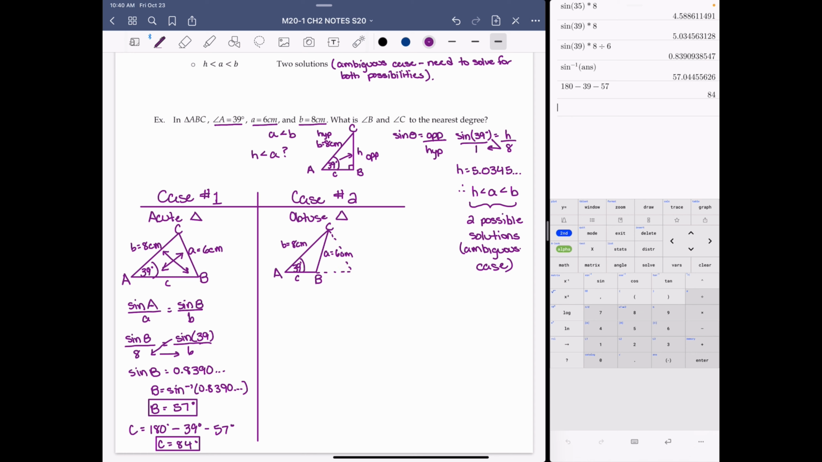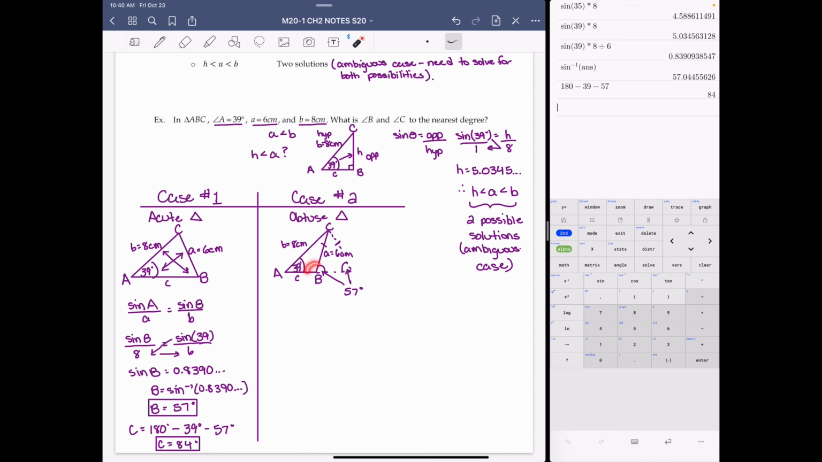We can draw what it looked like when we had side A swung out to the right. And this portion here creates an isosceles triangle. The two sides are equal to 6 because they're both A, which means these two angles are equal. So why we always have to do the acute triangle situation first. We know that angle B was 57 degrees. That also means that this angle is 57 degrees.